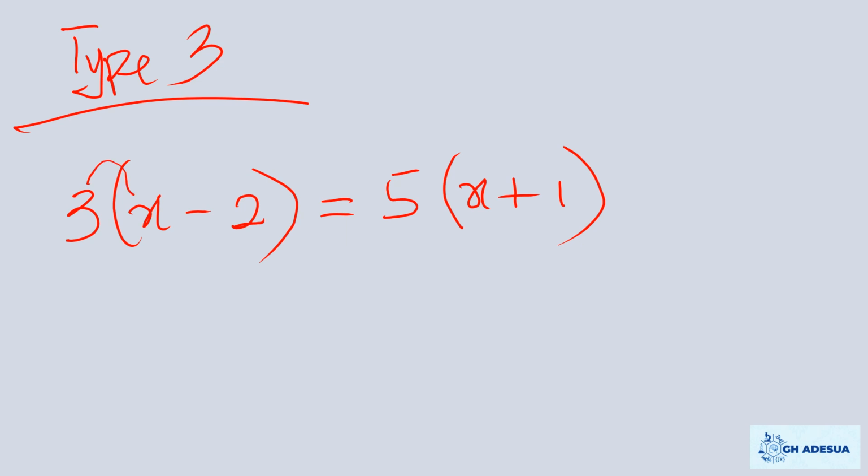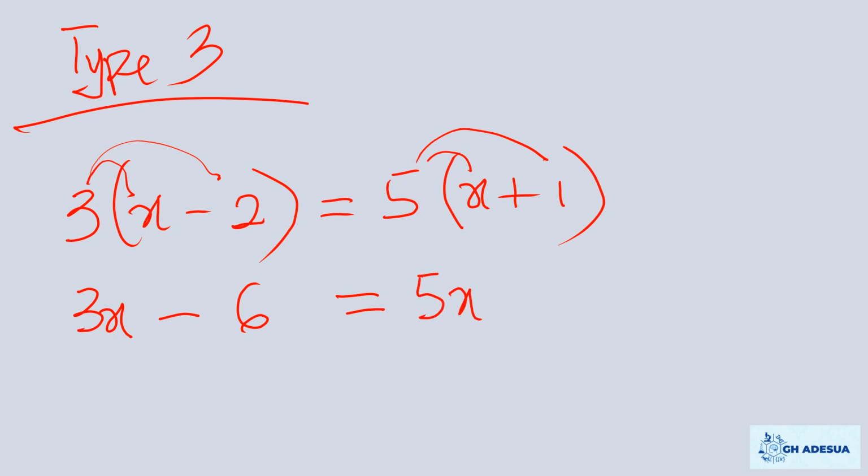So it will be 3 times x, then 3 times minus 2. So 3 times x is 3x. 3 times minus 2 is minus 6. Then we open the other one too: 5 times x, 5 times 1. 5 times x is 5x. 5 times 1 is plus 5.